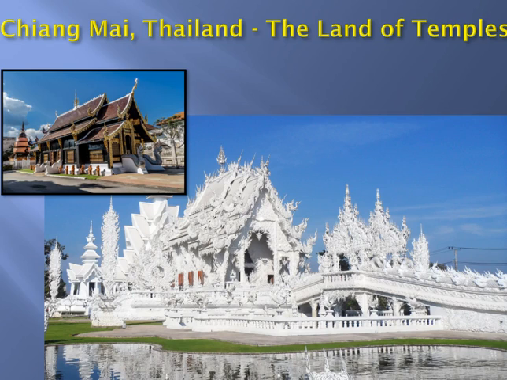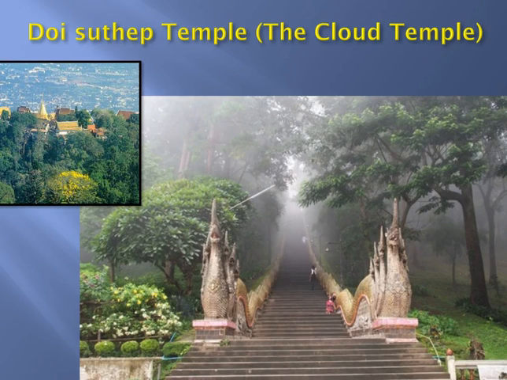Chiang Mai is a beautiful city. It's called the Land of Temples. These are a few of the temples. This is my favorite temple. This is at the top of a mountain. I lived at the bottom of the mountain. It's called Doi Sutet, which means the Cloud Temple.